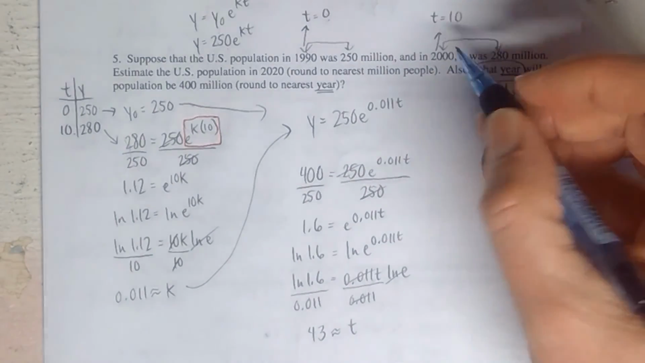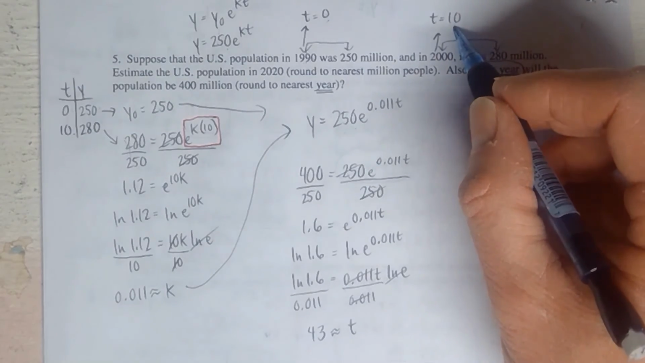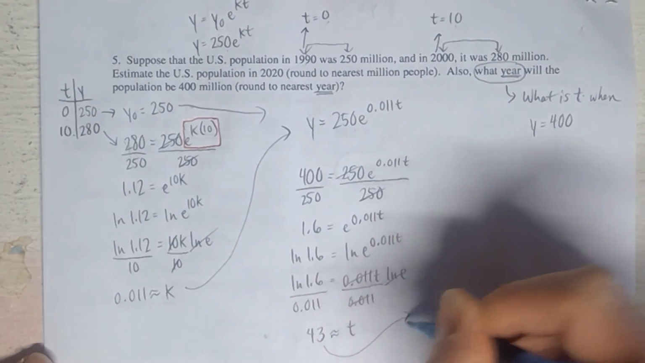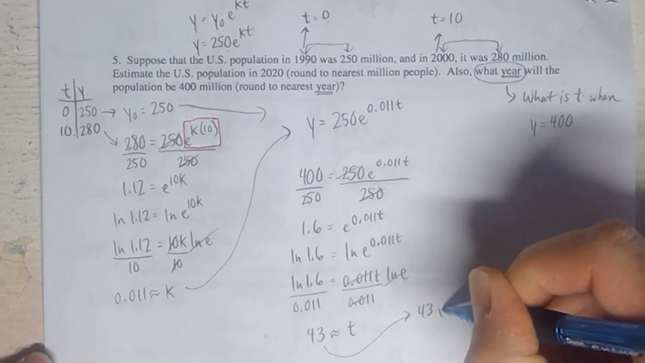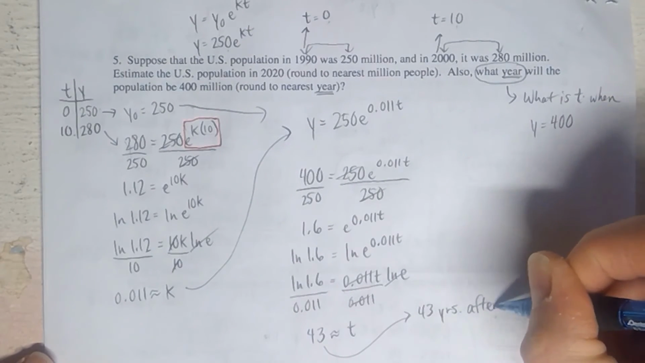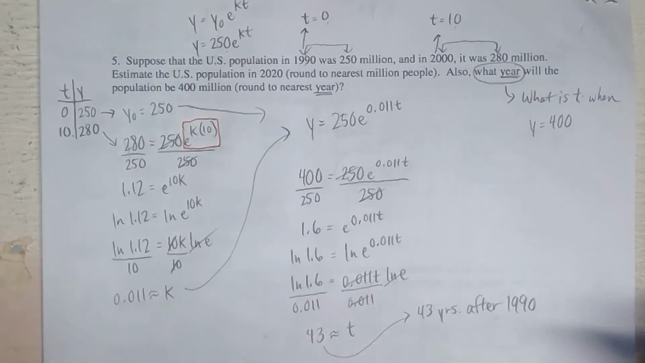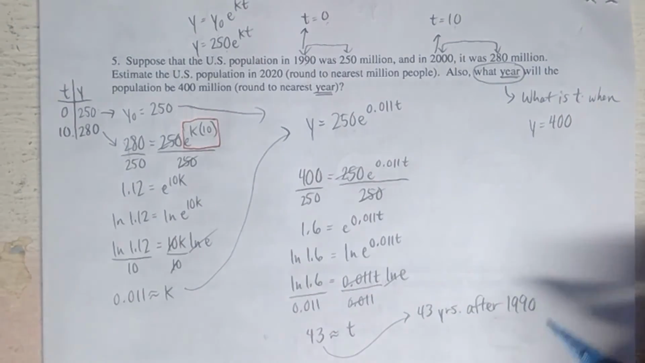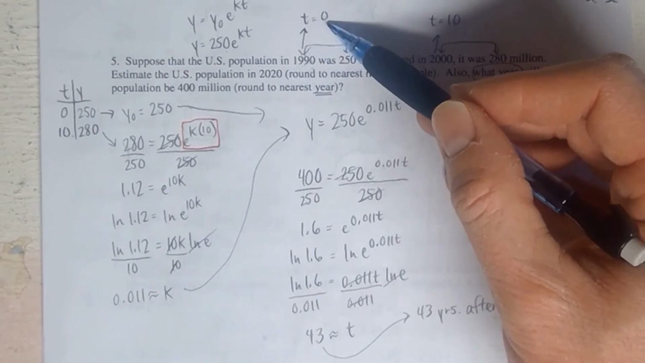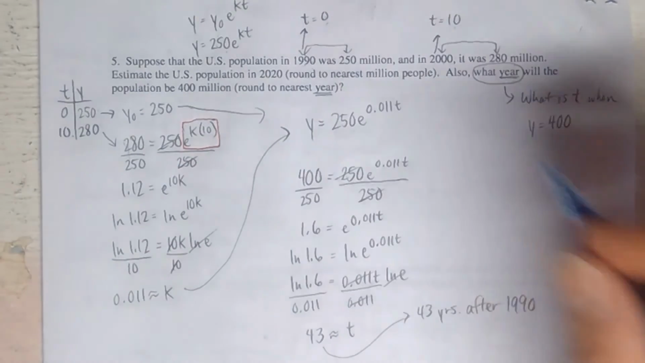The reason why 2000 is time 10 is because it's 10 years after 1990. So in a similar way, this should be 43 years after whatever time 0 was, which was 1990. If t had been 50, for example, then you would measure 50 years after 1990, because again, 1990 is when the time began for the sake of the formula. It's when time is equal to 0.